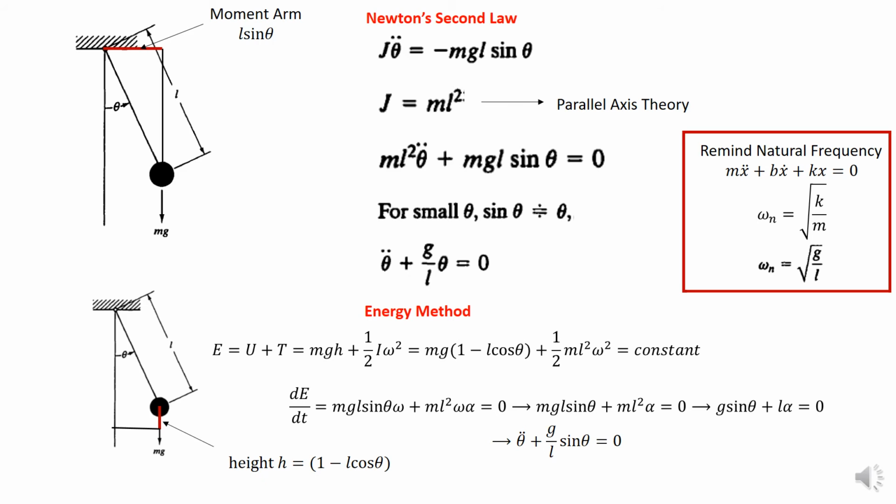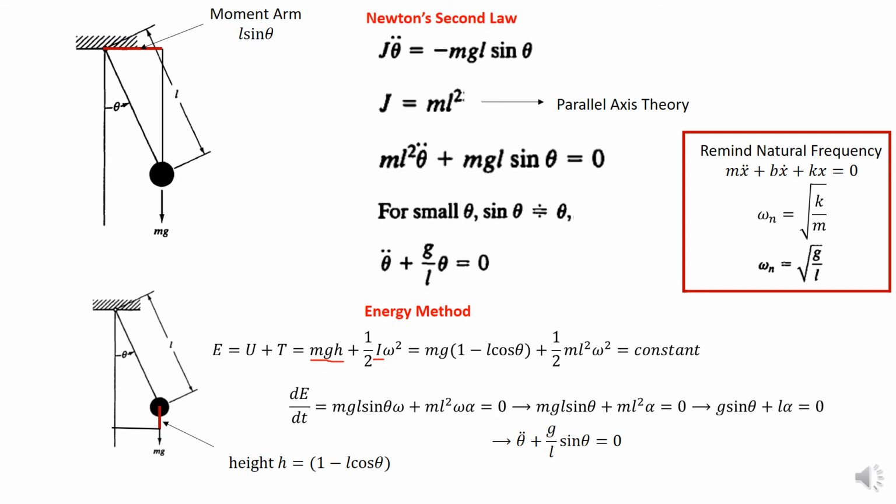So what is the energy for this system? We only have the potential energy, which will be mgh, and the other one will be the rotational kinetic energy. So it will be 1 over 2 J angular velocity to the power 2. Okay, so what will be our h?